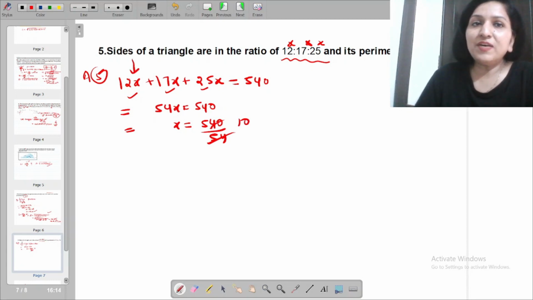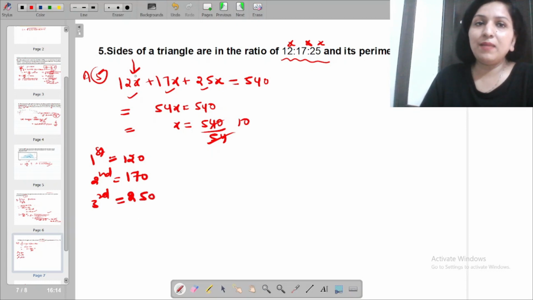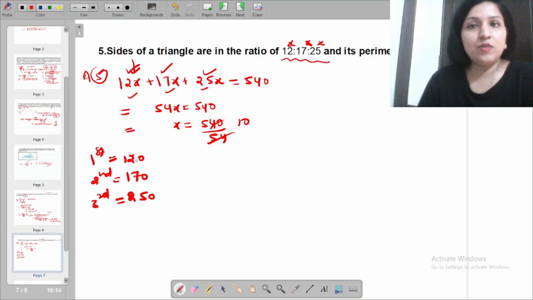So what is the first side? हर एक side is getting multiplied with x. So first side has become 120, second has become 170, third has become 250. कैसे? हमने x 10 को हर नंबर से मल्टीप्लाई किया. 12 into 10, 120, 170, 250. तीनों साइड आ गई. अब आप एरिया आराम से निकाल सकते हो.